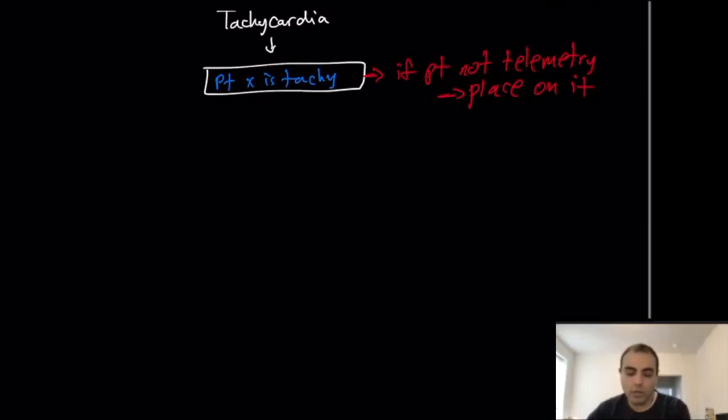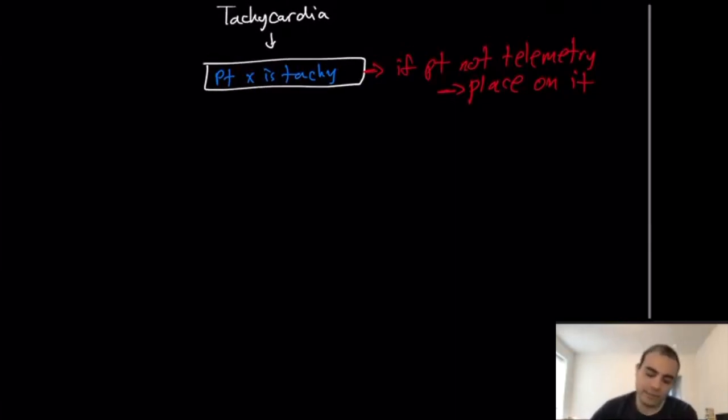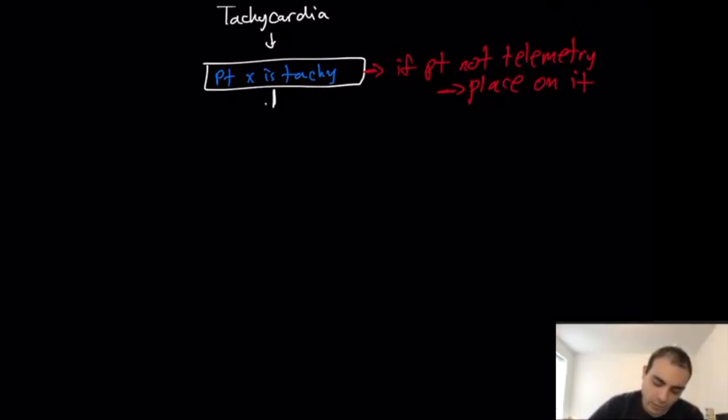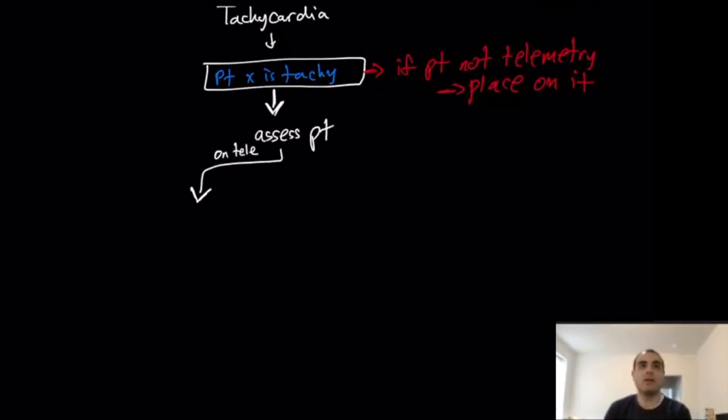Okay. So, you get the call, patient is tachycardic. What are you gonna do first? You're gonna assess the patient. Okay. You're gonna go physically and you're gonna assess the patient. All right. What are you gonna assess exactly? Let's say the patient is on tele. I would urge you to go assess the tele. What does this mean? What does assess the tele mean?